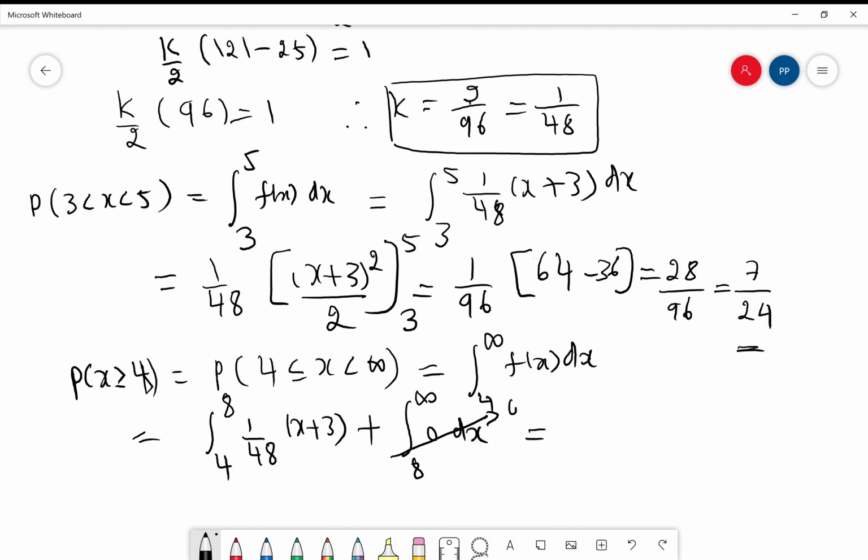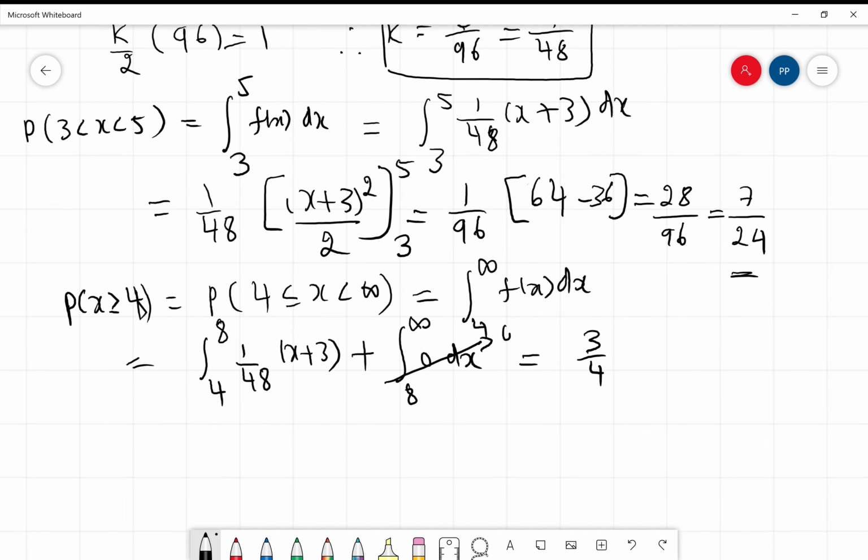The first integral is evaluated the same as the previous one. The only thing is the upper limit is 8 instead of 5, and the lower limit is 4 instead of 3. Evaluate and simplify. You get the answer as 3 by 4. It's simple. You can do it on your own.